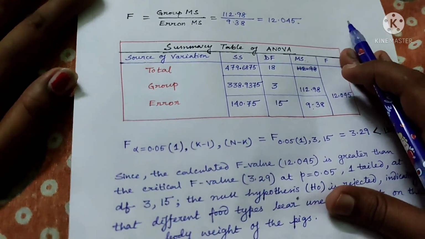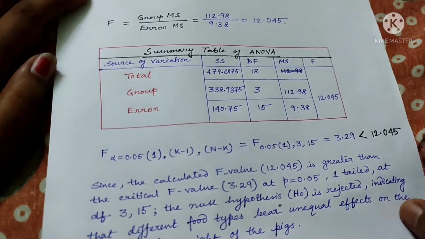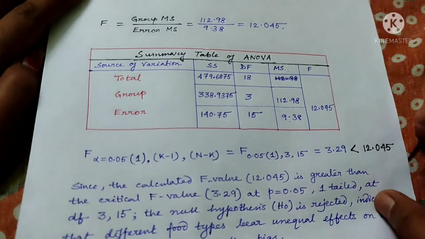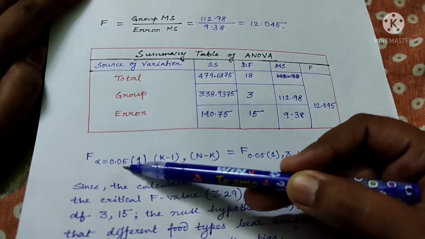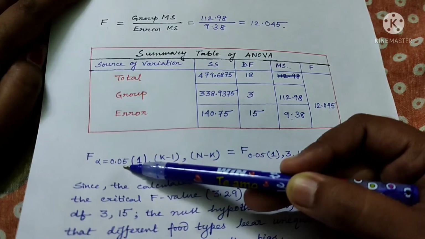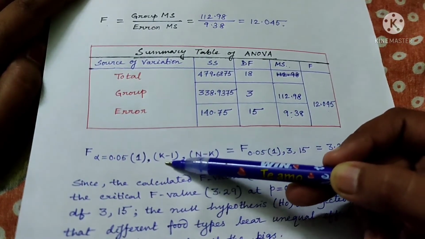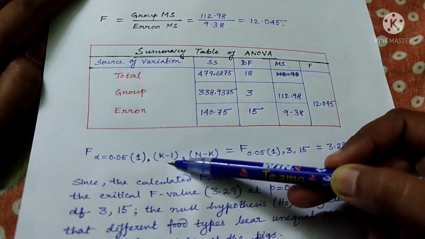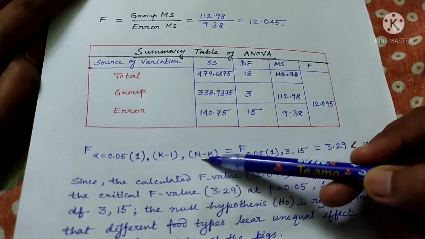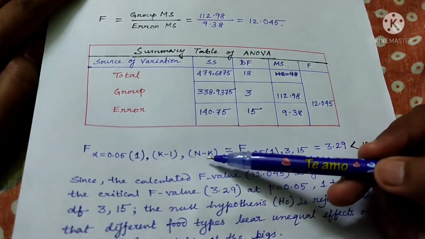Now you have to find out the critical F value. The critical F value will be given in your problem. See here, the critical F value at alpha 0.05. Okay, level of significance is 0.05. For one tail test, the DF will be K minus 1. What is this? This is our group DF. And another DF is N minus K. What is this? This is our error DF.